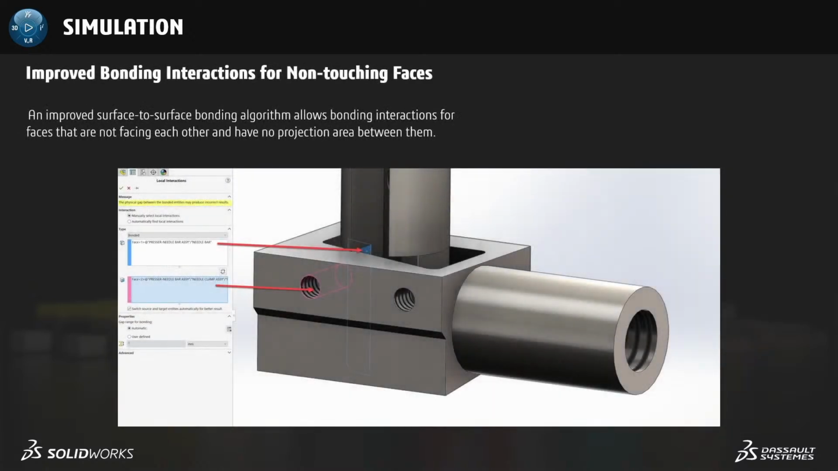Now there's also improved bonding interactions for non-touching faces, so we can see that this threaded hole and this feature back here have a local interaction for contact, even though they're not facing each other. There's no projection area between them. They have that relation.